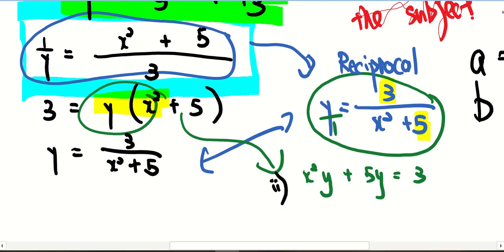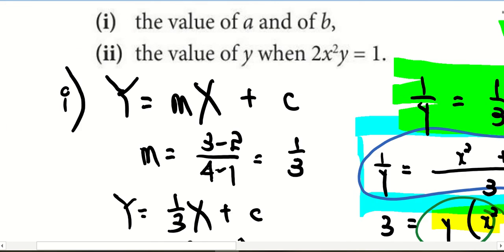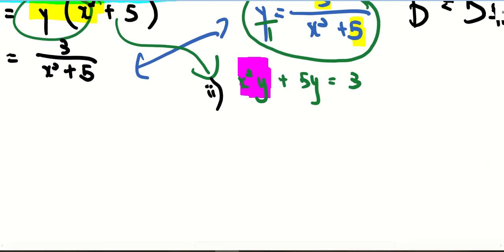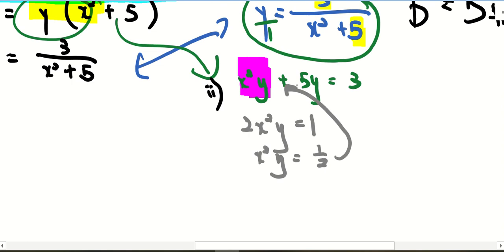Why do I say x squared y? Because the question says 2x squared y is equal to 1. Let me use that result. 2x squared y equal to 1. So what is x squared y? Half. So I put it back here. Whenever I see x squared y, I replace by half, because your job is to find y. Am I able to find the result for y now? Yes.